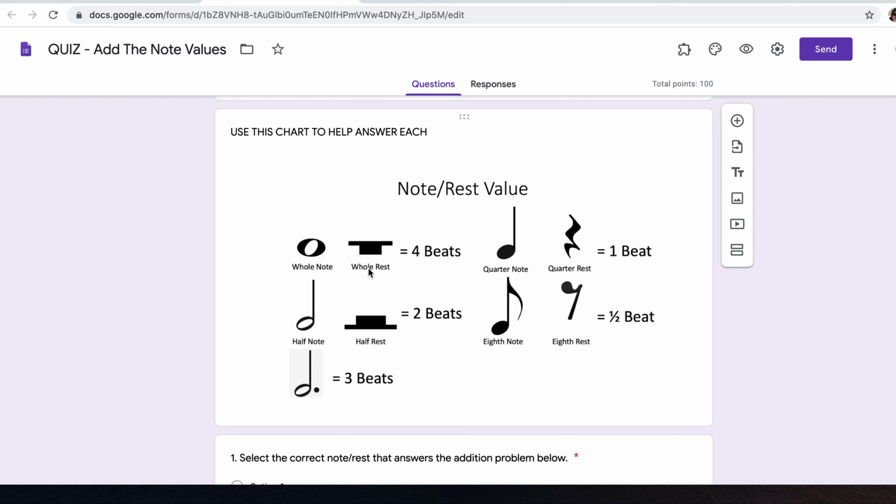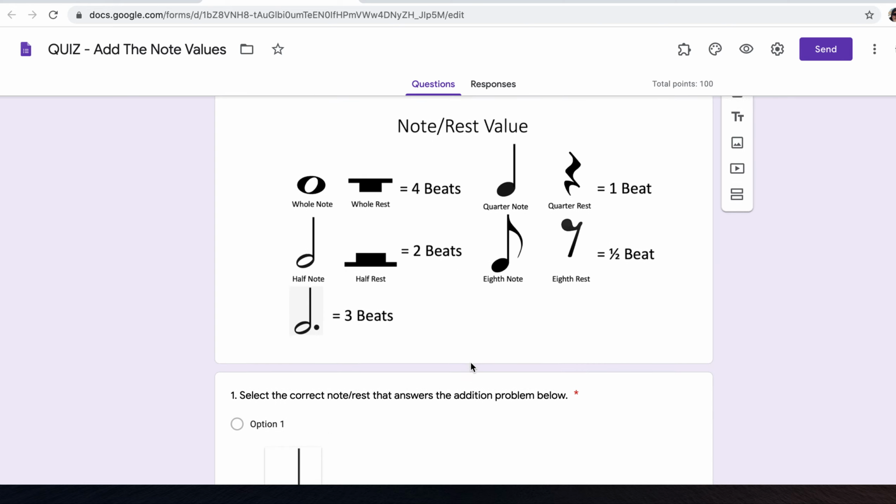Whole note or a whole rest receives 4 beats. A quarter note or a quarter rest receives 1 beat. A half note or a half rest receives 2 beats. And an eighth note or an eighth rest receives 1/2 beat. And of course, a dotted half note equals 3 beats. Now this chart is really important to answer each question. Refer to this chart if you're not sure. So let's go through some examples.